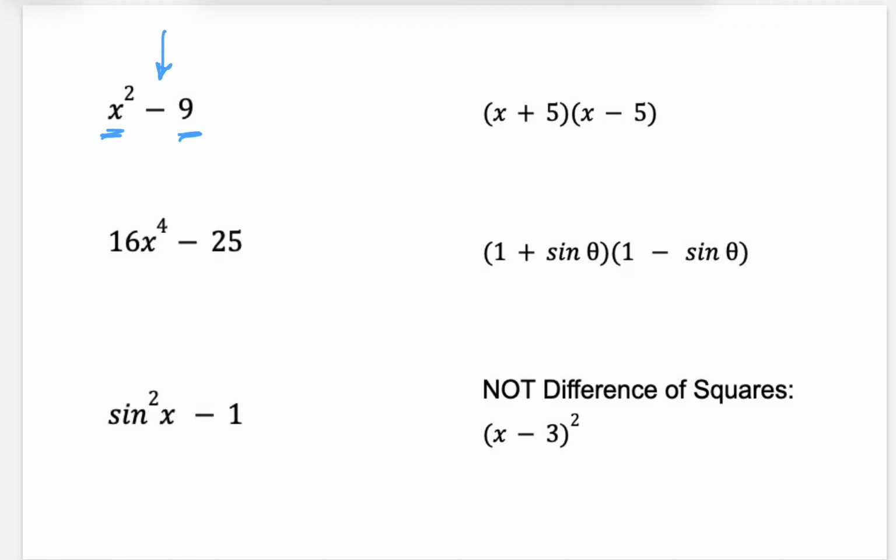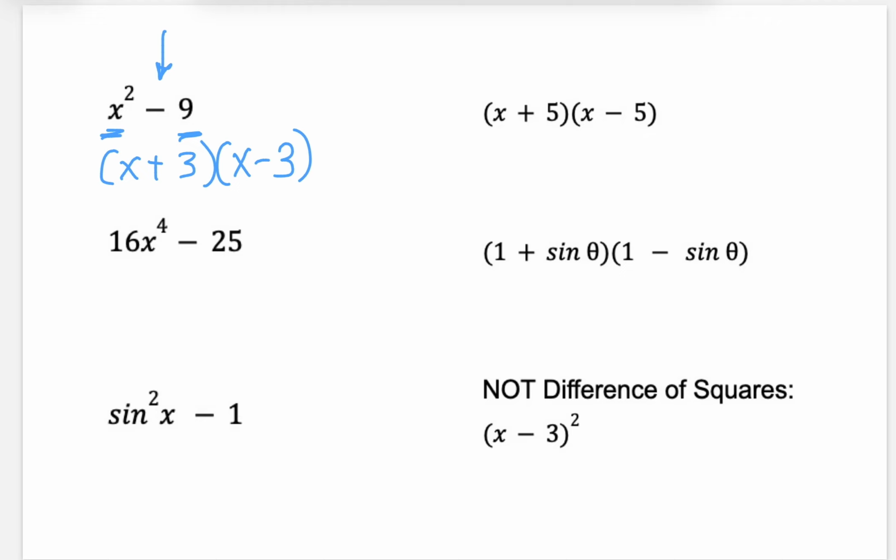squares. So you can factor this as x plus 3 times x minus 3. And that's because the square root of x squared is x, and the square root of 9 is 3. And then you'll notice that each of the signs in each of our factors are opposite. So we have a plus and a minus.